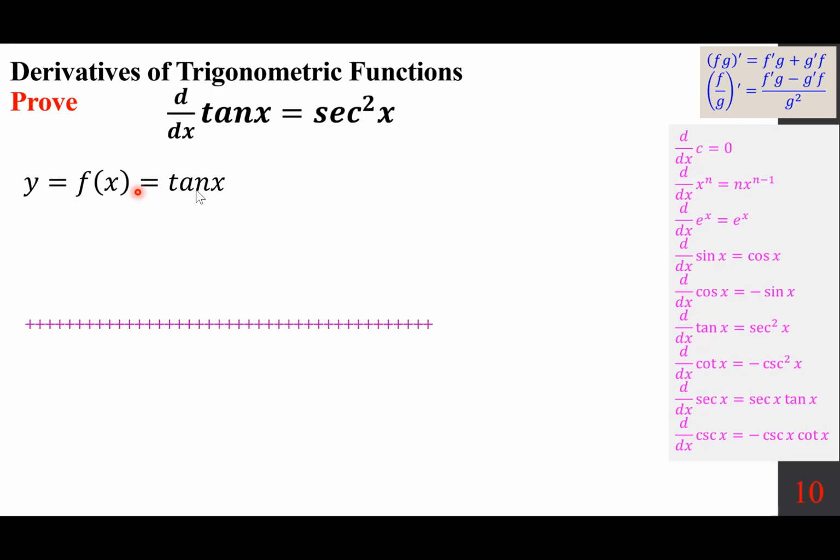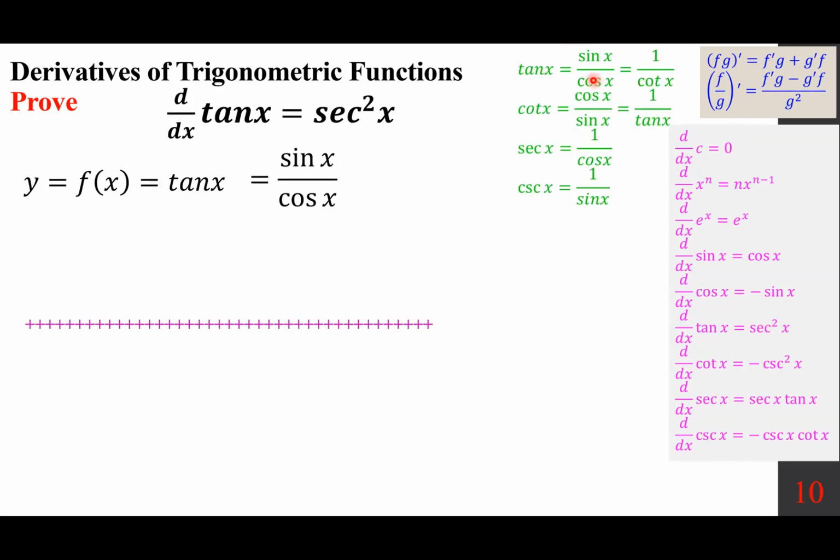So f of x equals tan x. We want to prove the derivative is secant squared. And so we're going to write this as sine x over cosine x. I'm going to remind you that tangent is sine over cosine or 1 over cotangent. Cotangent is cosine over sine or 1 over tangent. Secant is 1 over cosine. Cosecant is 1 over sine. And these are known as the reciprocal identities. By the way, if cosecant, for example, is 1 over sine, then sine is also 1 over cosecant. We should know that.